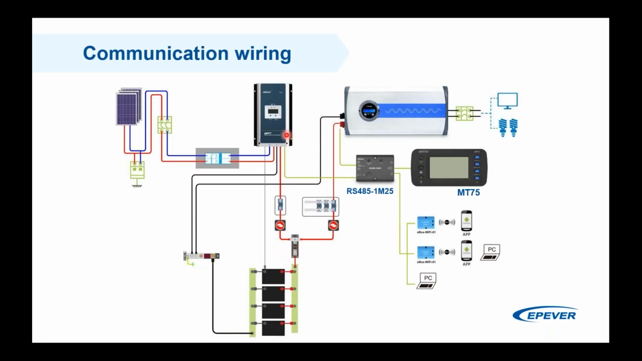So as you can see here, you have a communication cable that goes from the charge controller to this module, which is just an RS-485 module. I will describe it. And from the inverter to the module, and then you have a local monitoring system, and then you can connect it to any sort of application, a mobile device, Bluetooth, Wi-Fi, and so on.